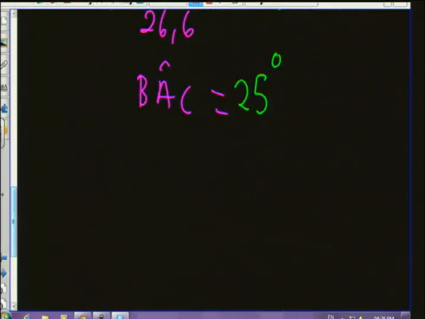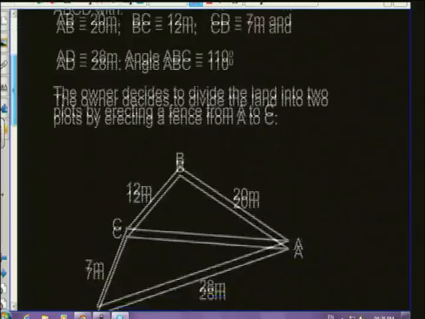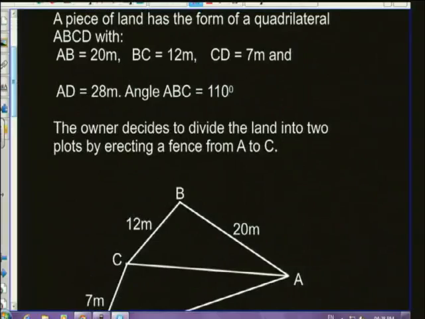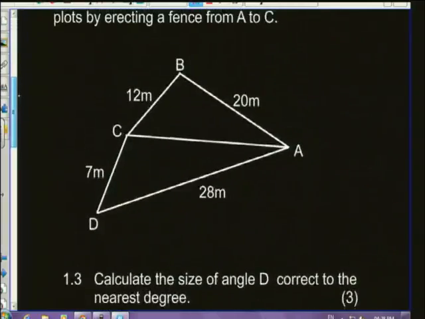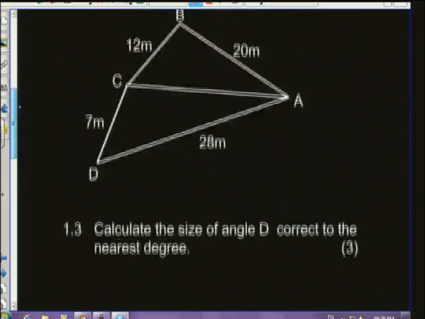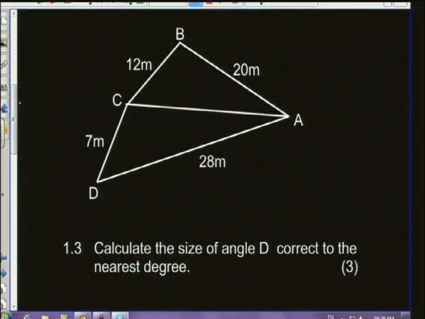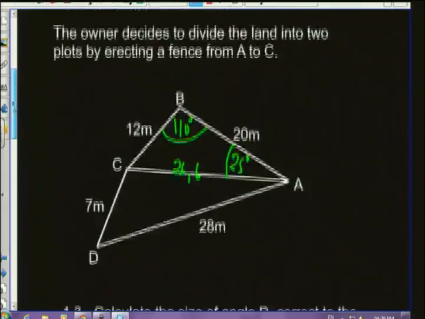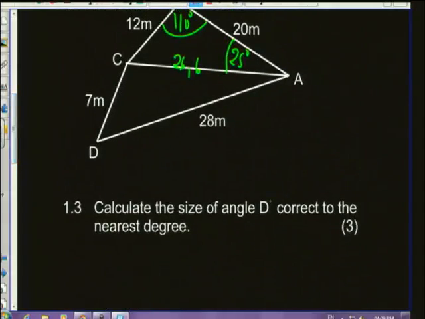Okay. Now we move on to the next question, guys. Now remember, this is just revision of your grade 11, okay? So your sine rule, cosine rule, and your area rule. So now we want to calculate, let's go back. This was 26,6, and this is 110, okay? And what else have we worked out? So we said this is 25 degrees. Now they're asking us to find angle D. Where is D? So there is D.